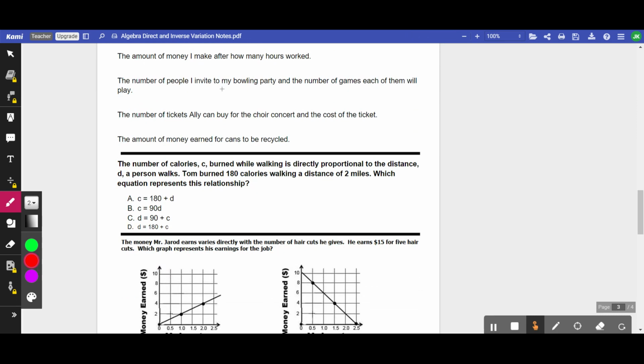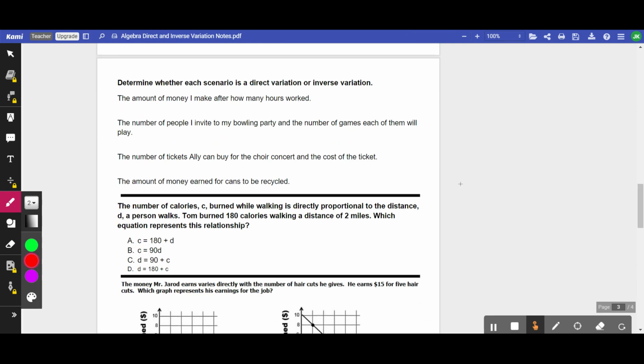And then for this next set of questions here, this wants you to determine whether each scenario is direct variation or inverse variation. So you're trying to figure out whether they're both increasing or whether one's increasing and one's decreasing.